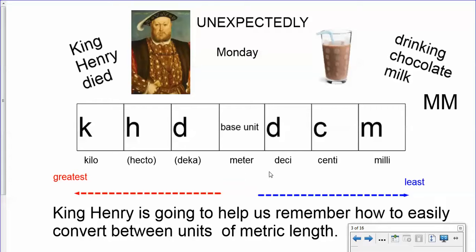Now we know meter is our basic unit. We're working from 1 meter. Within 1 meter, I have 10 decimeters, I have 100 centimeters, and I have 1,000 millimeters in 1 meter. 1,000 meters make up 1 kilometer. So King Henry is going to help us remember how easy it is to convert between metric units of length.